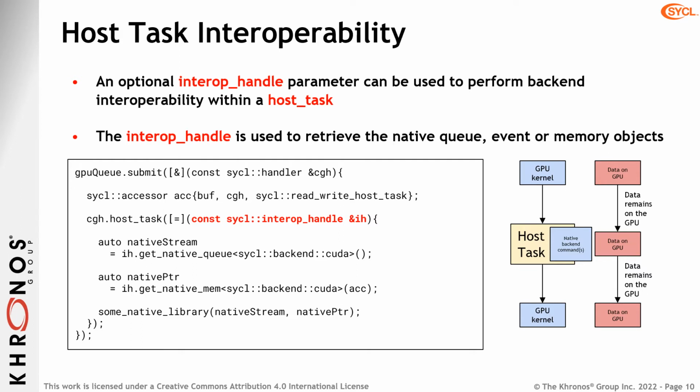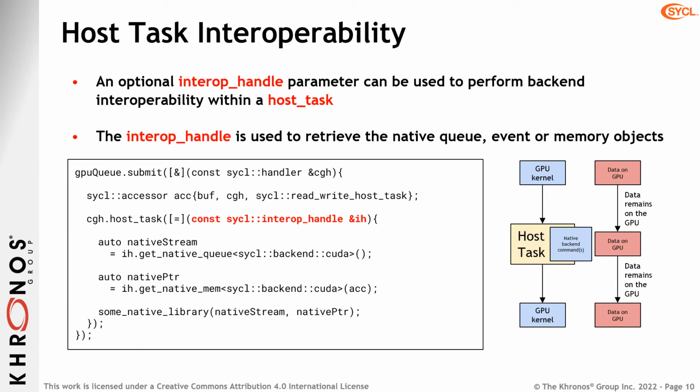The function still executes on the host, however, now the data for any accessors is made available on the device instead of the host. Commands can then be enqueued to the native backend API to execute on that device and access the data using native backend objects. These objects are retrieved by calling member functions of the interop handle object.